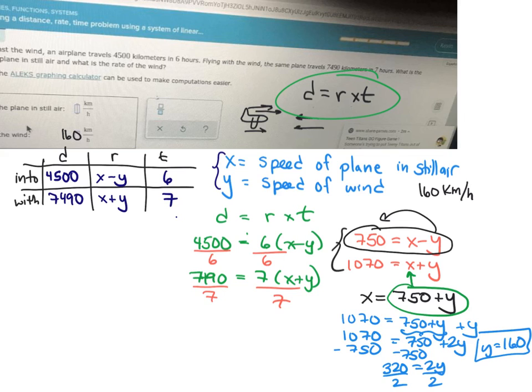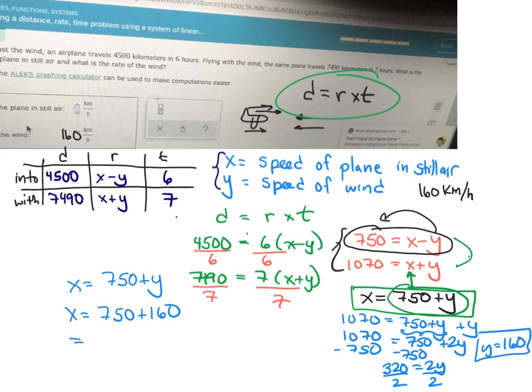So the second part is I have to find x, because I want to find the speed of the plane in still air. So I'll take this equation right here, because I know x equals 750 plus y, and I know y is 160. So it's just 750 plus 160. That's going to be 910, I believe. So 910 is x. That is the speed of the plane in still air, kilometers per hour. So setting up this table to get the equations will make the problem a lot easier.